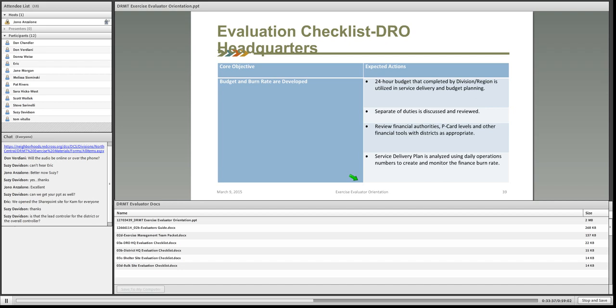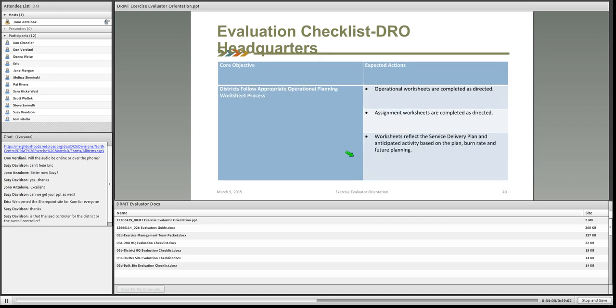Budgeting and burn rates are developed using our finance tools. 24-hour initial budget completed. One of the new tools that was released allows us to size up a rough estimation of the direction of the disaster cost. Want to look at separation of duties, fiscal reviews, as well as obviously using this service delivery plan to guide and monitor our financial burn rate.